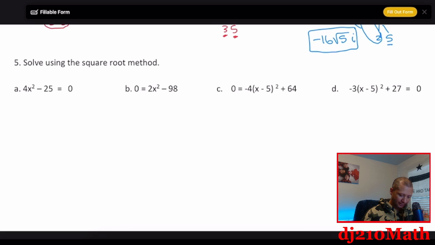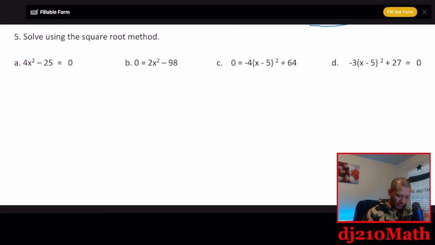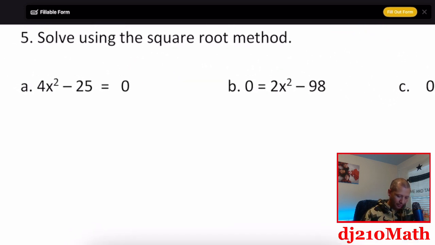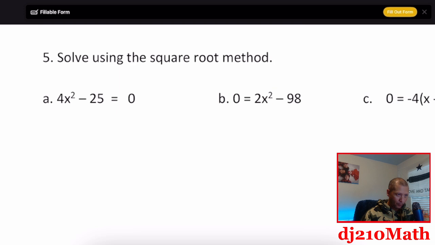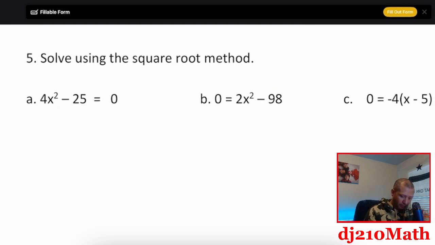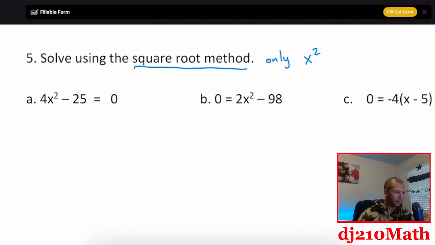Okay, solve using the square root method. So we'll do each of these. We use the square root method when it's only x squared. Right here we have x squared only. That's the only variable. So we're going to isolate the x squared to get it by itself. So we have to start moving things around in the equation.